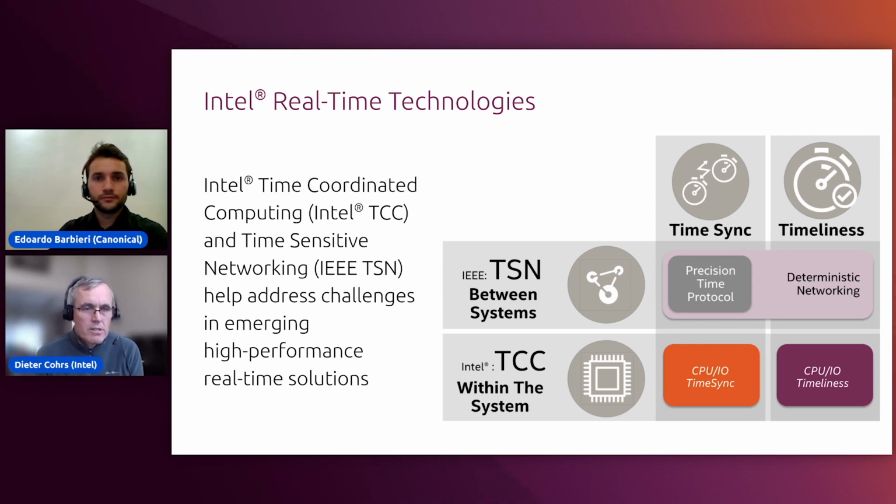So just a little bit more background on Intel TCC, so time coordinated computing, and IEEE TSN. We are striving to deliver both of those technologies on our platforms and have real-time support going forward. From a TSN point of view, TSN looks at the network space, making sure that time-sensitive application workloads get processed and have the priorities needed in the network. For that, you need time synchronization, making sure that different nodes on that network are nicely synchronized and know what their times are. And from a timeliness point of view, making sure that you can schedule workloads and data as it goes through the network.